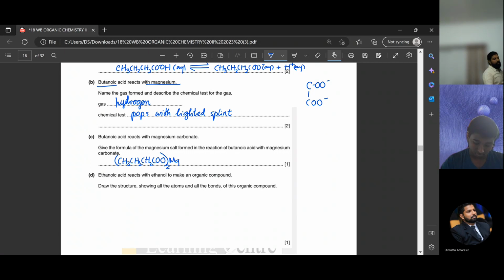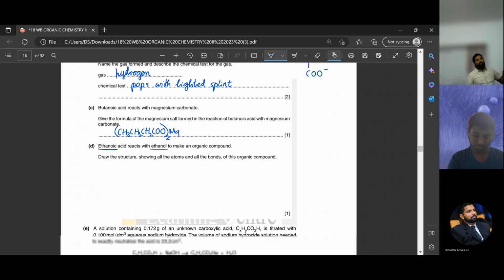Ethanoic acid reacts with ethanol. Draw the structure. So they ask for the structure of the ester straight away. Then there is no need to write the whole balanced chemical equation. You follow ethanol and ethanoic acid, so it is ethyl ethanoate. Then you draw the ester bond in the middle, and it's ethyl on the ethanol side.